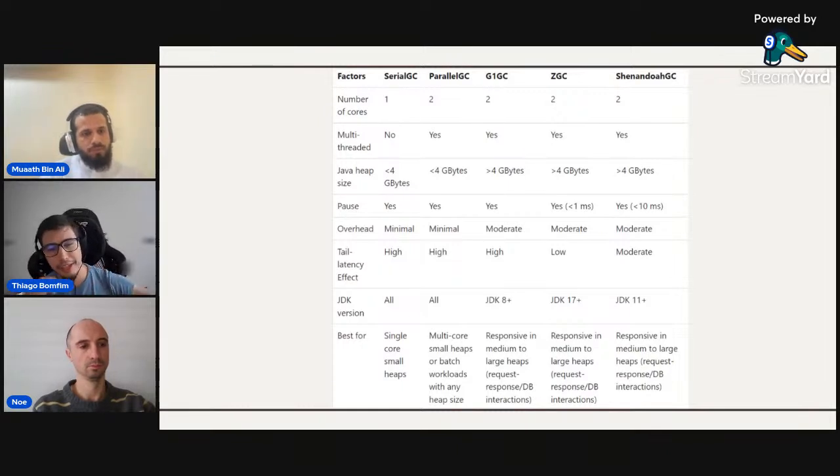No, sorry. Actually, I don't understand the question. You are saying that you are running more than one container in a single, let's say, pod or VM? Yes, in a single JVM.